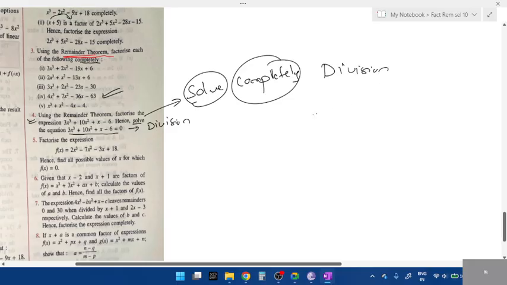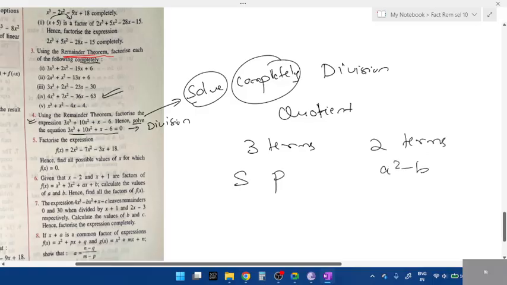And remember, for division, you'll get quotient. When you get quotient, if there are 3 terms, use sum and product. If there are 2 terms, use a square minus b square.